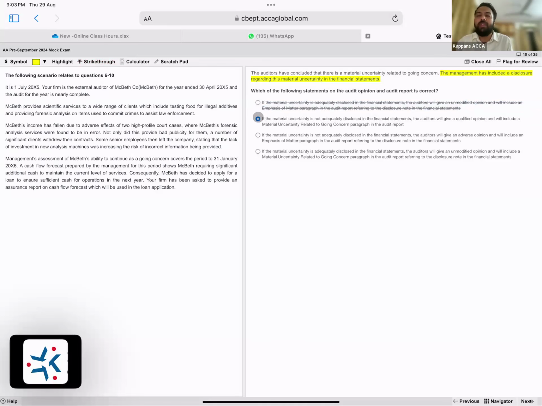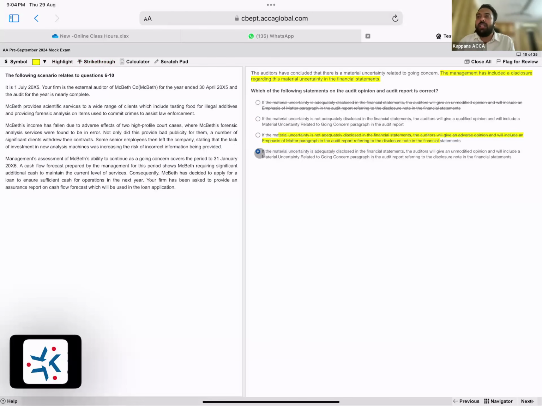Second statement, if material uncertainty is not adequately disclosed, the auditor will give a qualified opinion and will include a material uncertainty related to going concern paragraph in the audit report. Might be true. We have to check the other options as well. If material uncertainty is not adequately disclosed in the financial statements, auditors will give an adverse opinion and will include an emphasis of matter paragraph. No, not an adverse opinion and not an emphasis of matter paragraph. No. Because an adverse opinion is given when going concern is not appropriate.